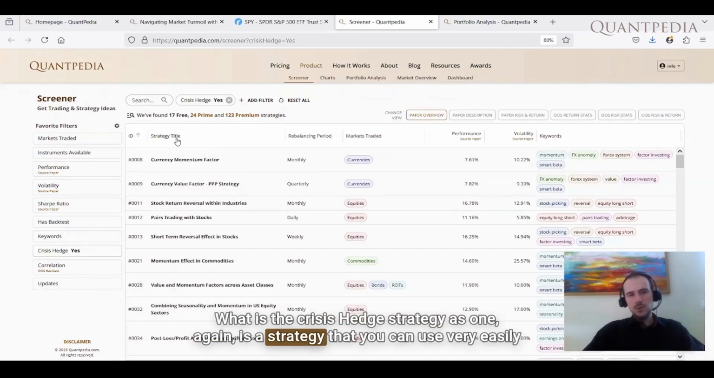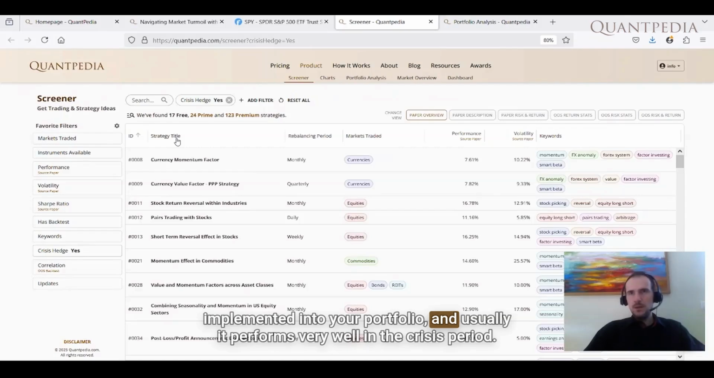What is a crisis hedge strategy? It is a strategy that you can very easily implement into your portfolio, and usually it performs very well in a crisis period.